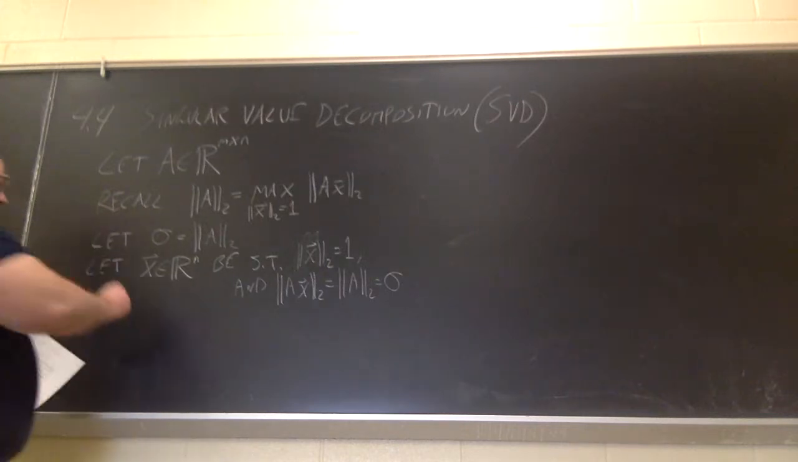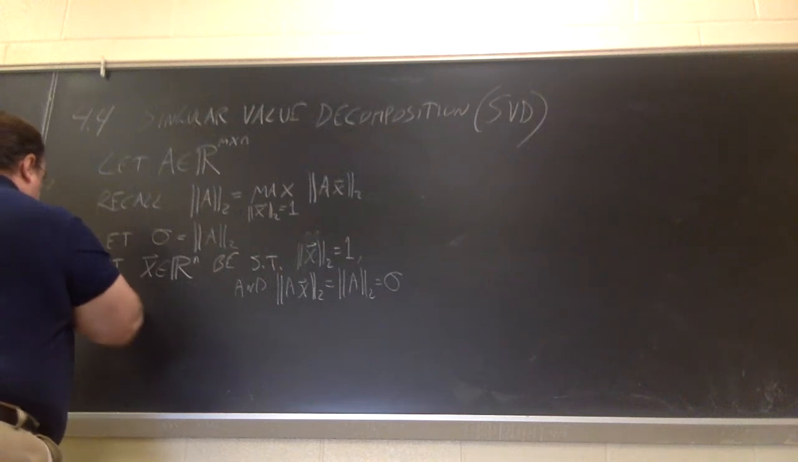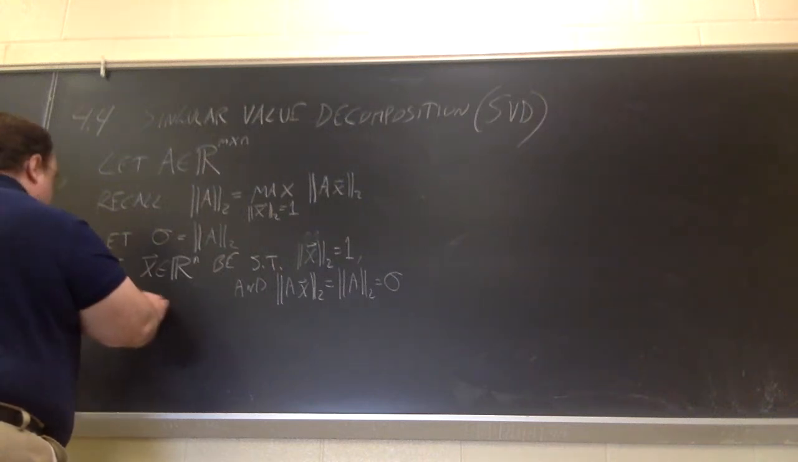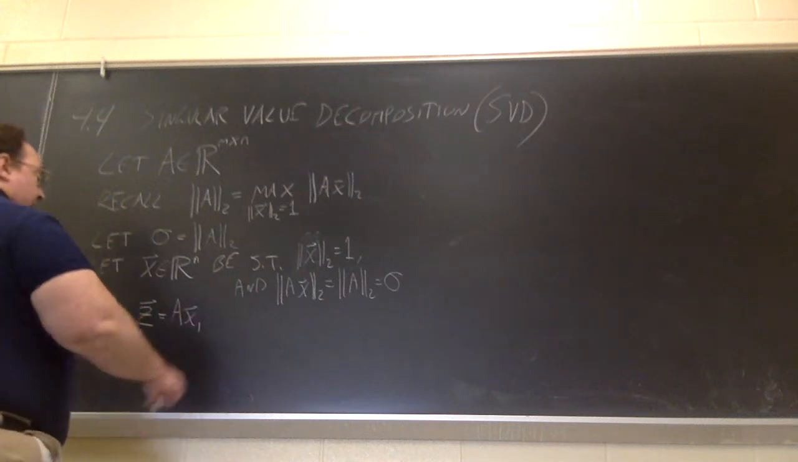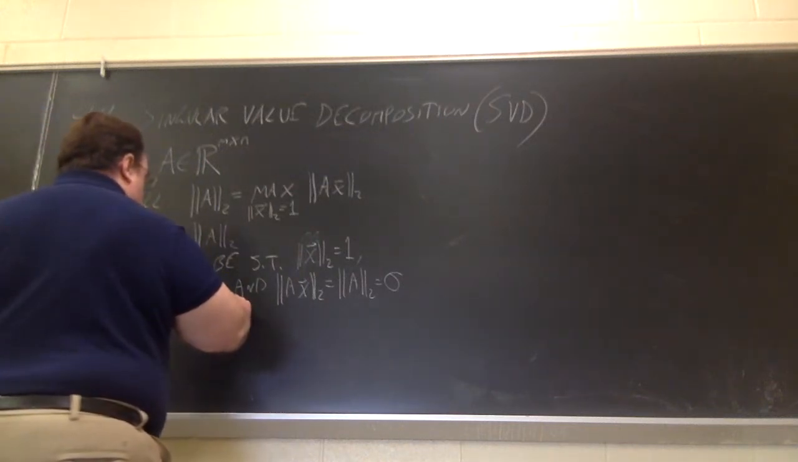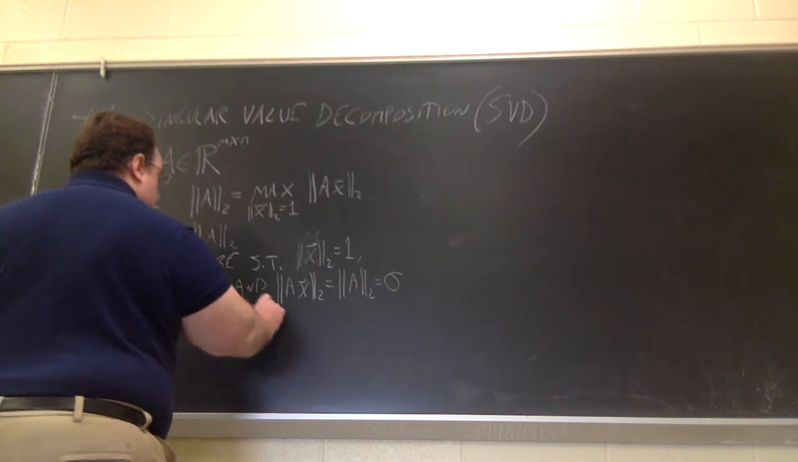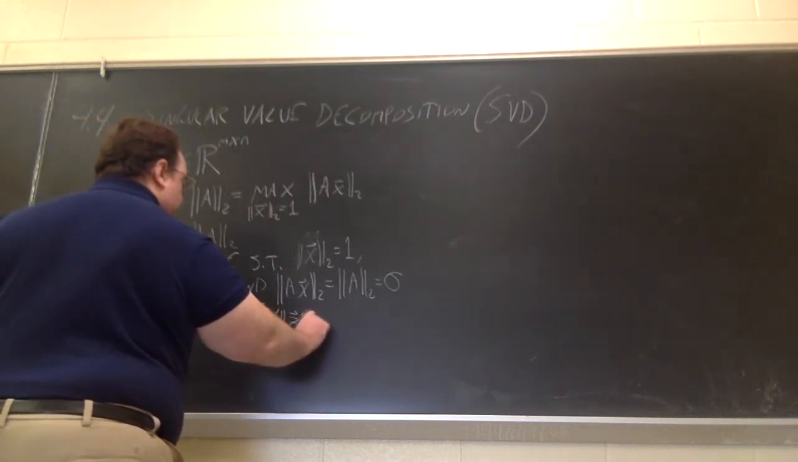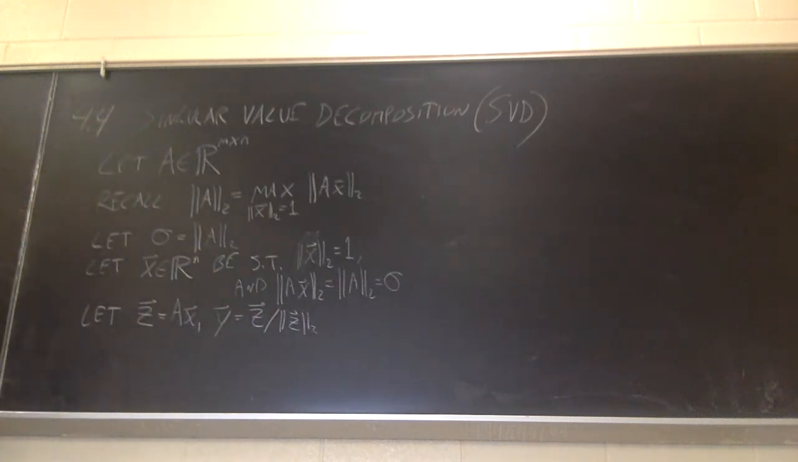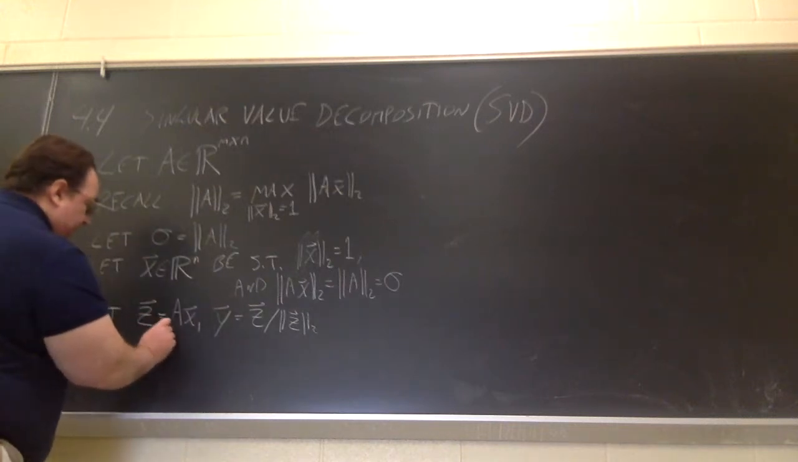Now, more notation. I'm going to let z be equal to A times x. And I'm going to define y as the normalization of z. I'm going to divide z by its 2-norm. So that way, y is also a unit vector. So this is in R^m.